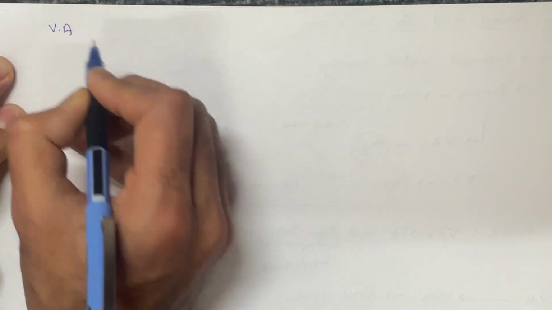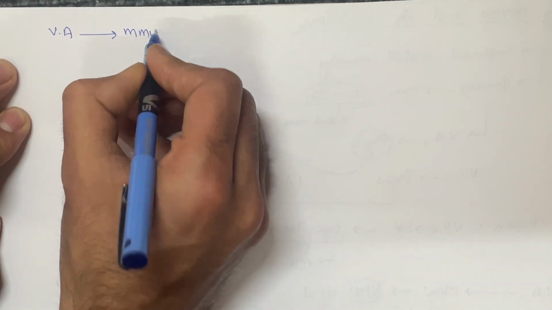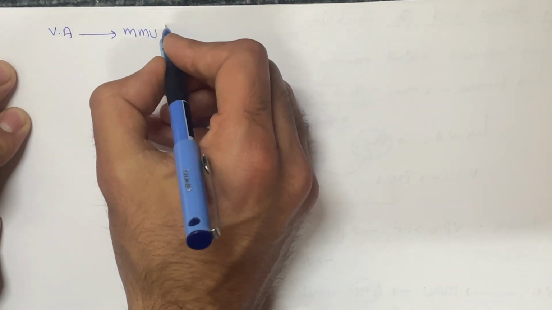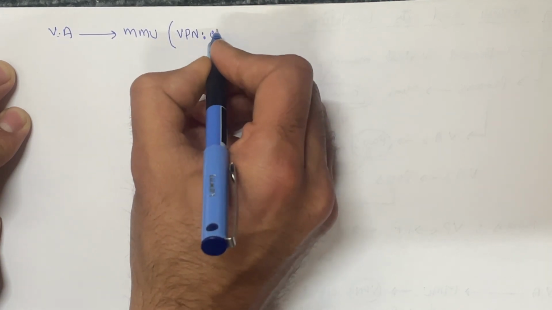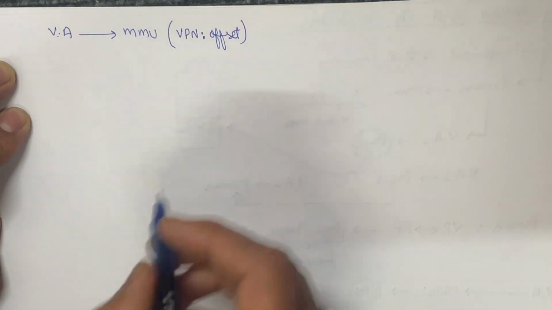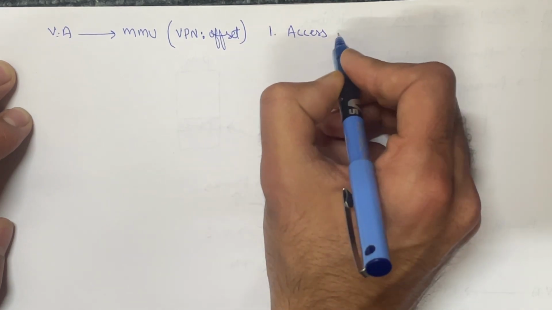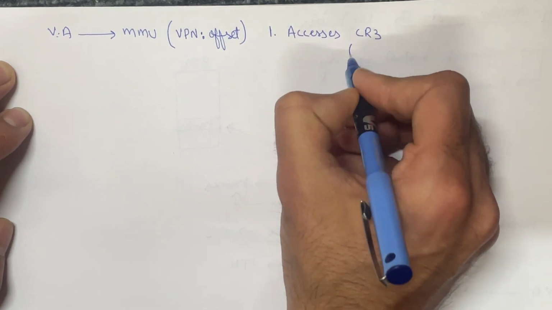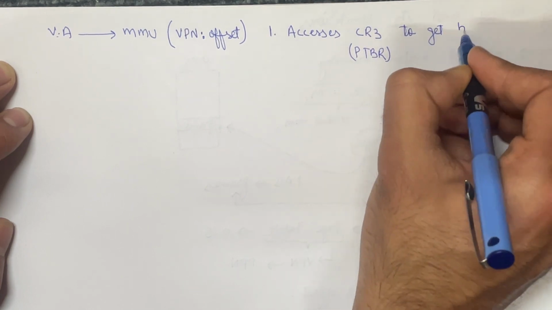Okay, let me reiterate those steps. What is happening when we are converting a virtual address to a physical address? So we have a virtual address. Fine. The virtual address goes to the memory management unit. Okay, so the memory management unit first converts this virtual address into a virtual page number and offset. Then, first, it accesses the CR3 register, or we can also say the page table base register, to get the base address of the page table.